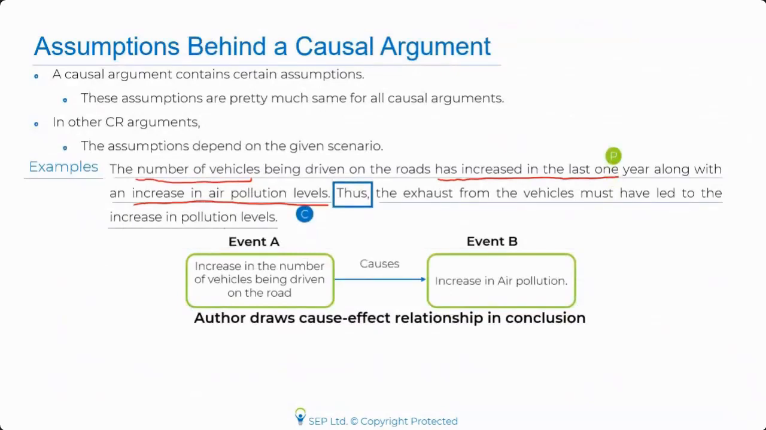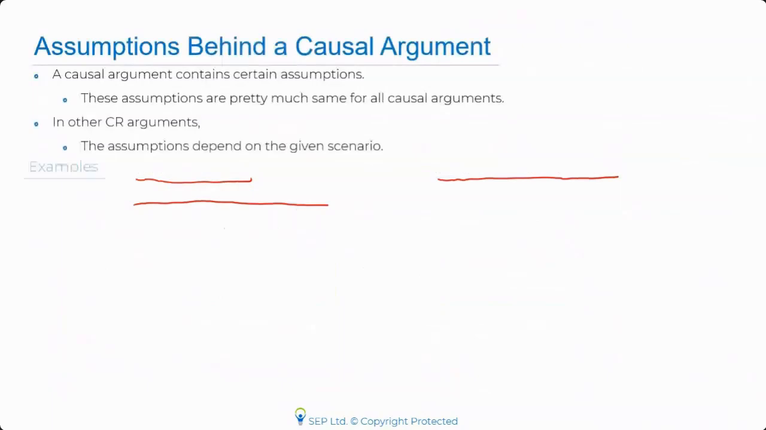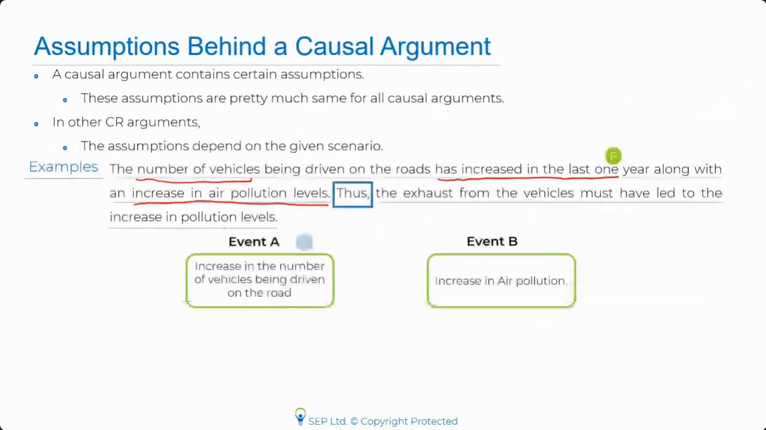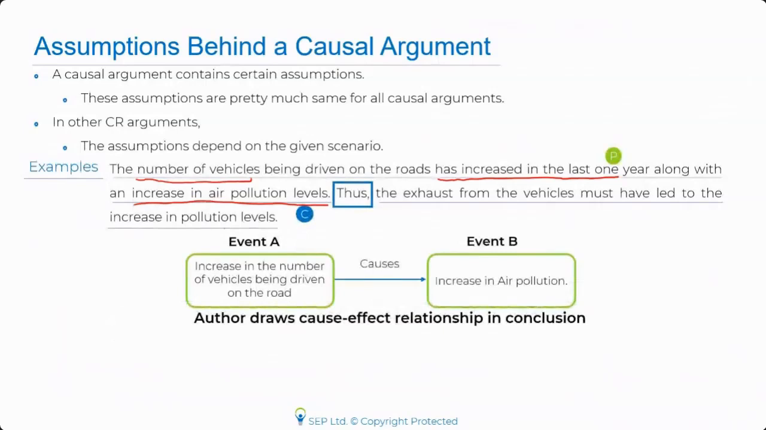All right. One is the number of vehicles and the other is the increase in air pollution level. Now, if you see, what is given here is that two things happened at the same time. But the author in the conclusion draws a cause-effect relationship. In the sentence, nothing is given to you that the number of vehicles increased first or the pollution levels increased first. It is just given that these two things increased along with each other. You have been given "along with." So we don't really know what happened first.